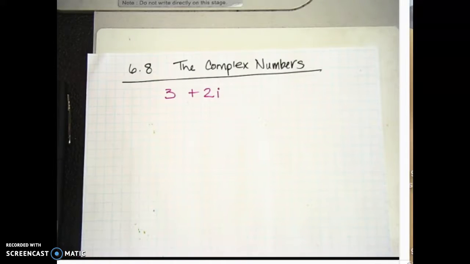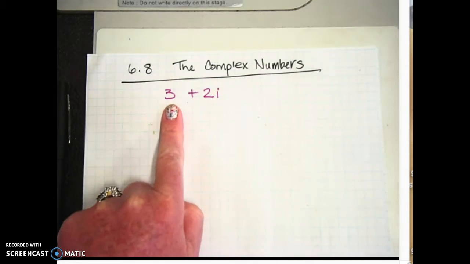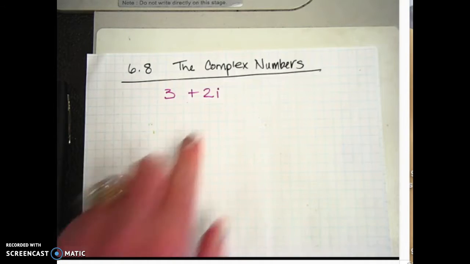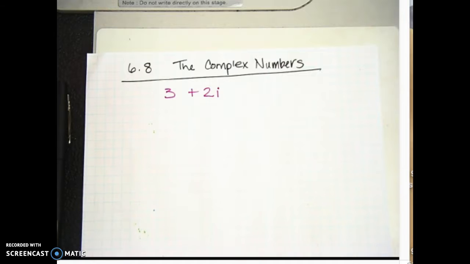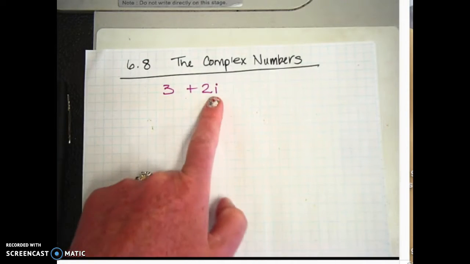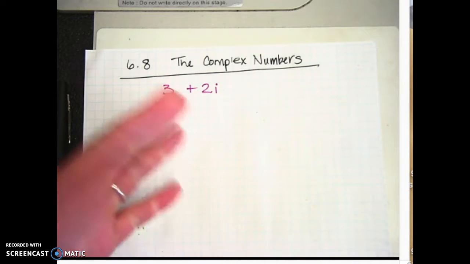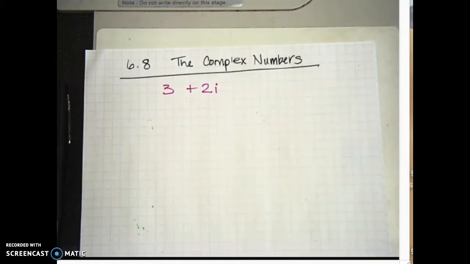Section 8 is called the complex numbers, and basically a complex number is where you're going to put a real number, like 3, and then you're going to add an imaginary number with it, like 2i. Okay? Think of them as unlike terms. They can't be combined. Why? Because this one has an i and this one doesn't. Kind of like if it had an x. You couldn't combine 3 plus 2x, so you can't combine 3 plus 2i.